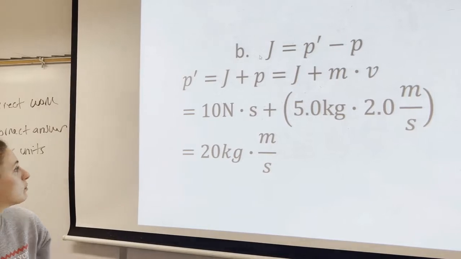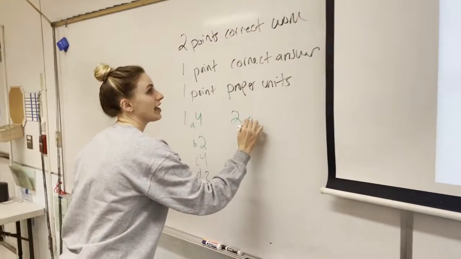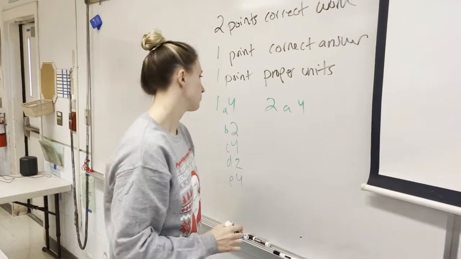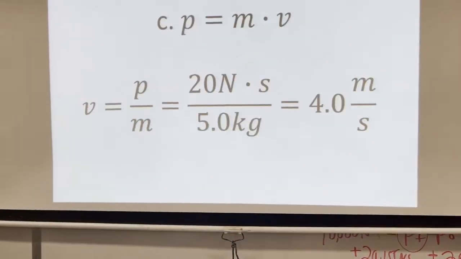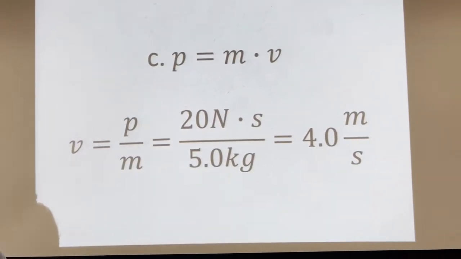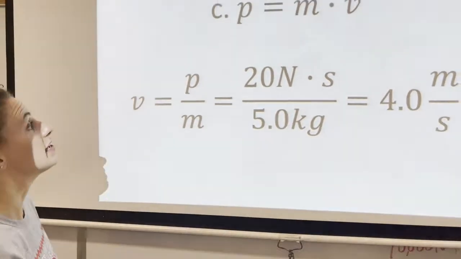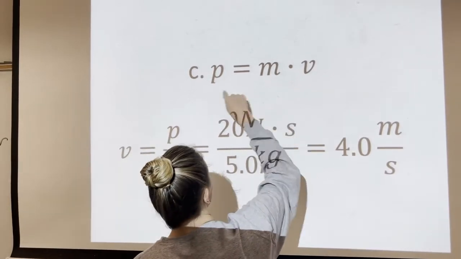So 4 points possible for that was 2A. Even though it says B, 2A. Sorry. And this is 2B. What is the speed of the ball after the impulse? So we want to know what the speed is. We just divide by the mass.